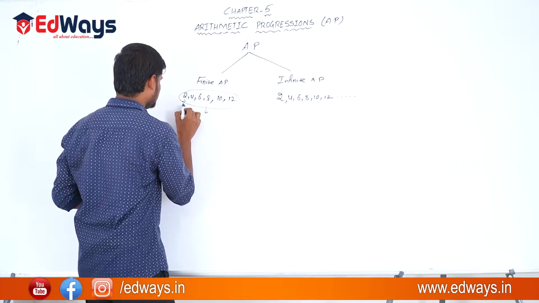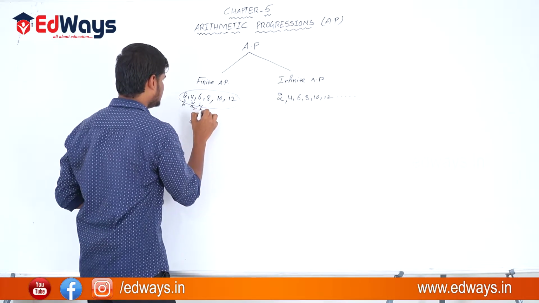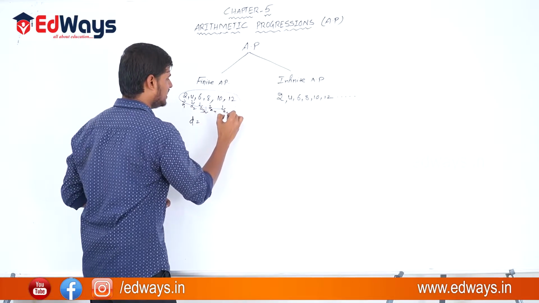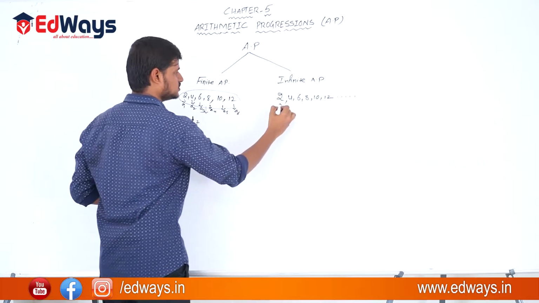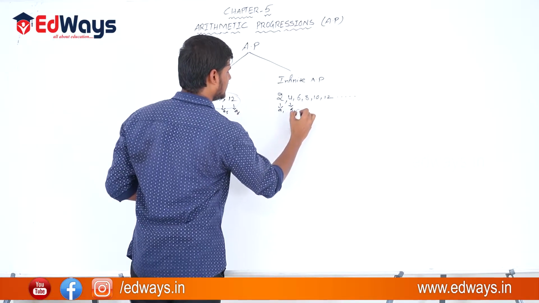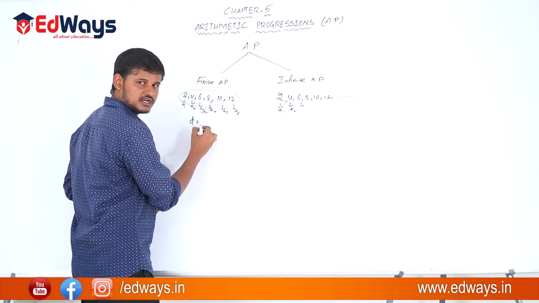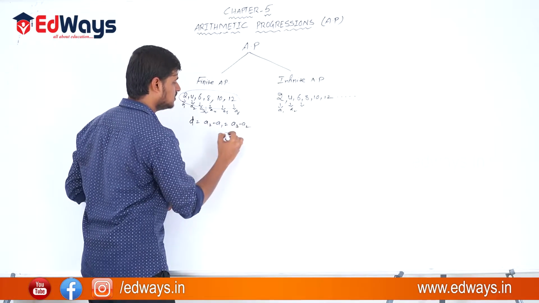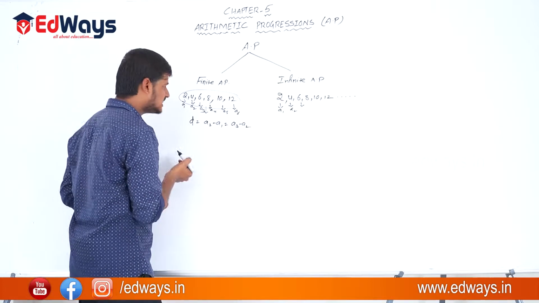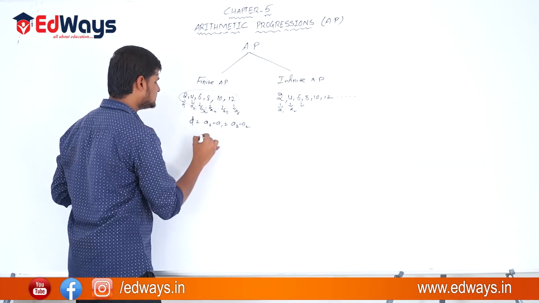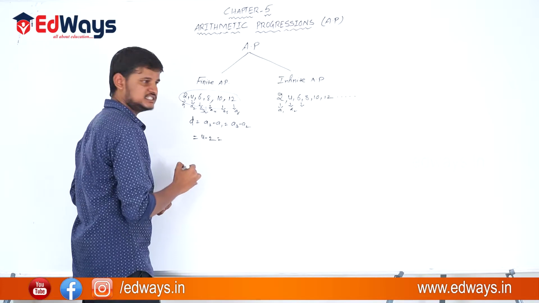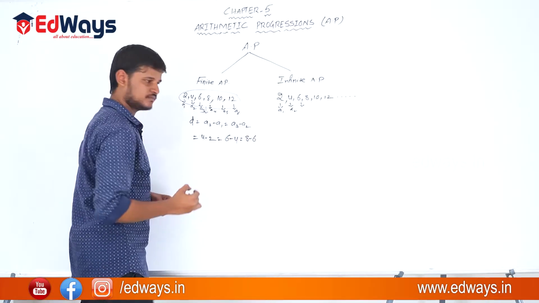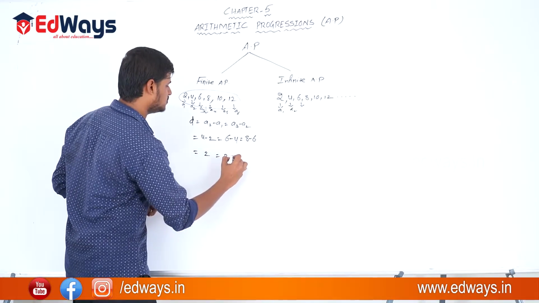So this is A1, A2, A3, A4, A5, A6 like that. So here, what's the common difference? A2 minus A1 must be equal to A3 minus A2, or must be equal to A4 minus A3, like that. So here A2 minus A1 is nothing but 4 minus 2, which equals 6 minus 4, which equals 8 minus 6. So everywhere this equals 2, 2, 2.